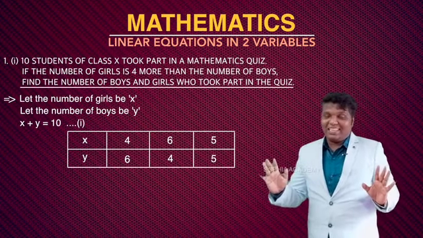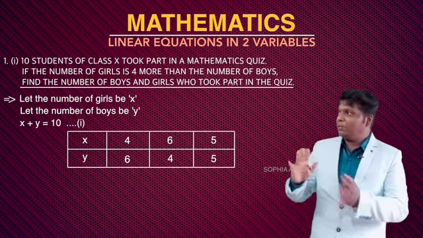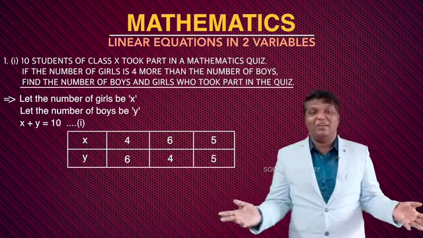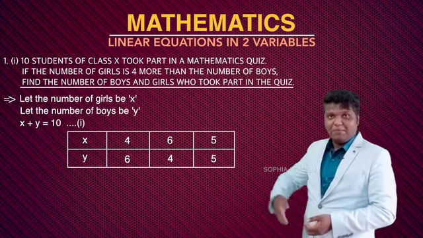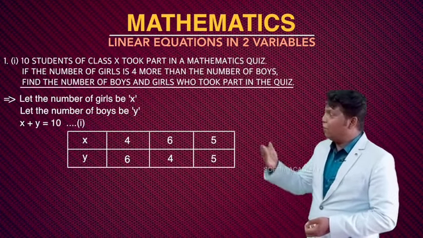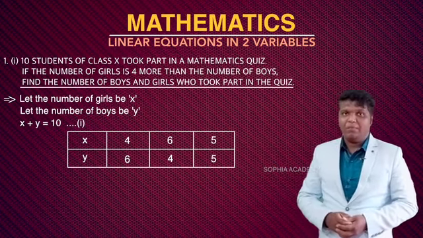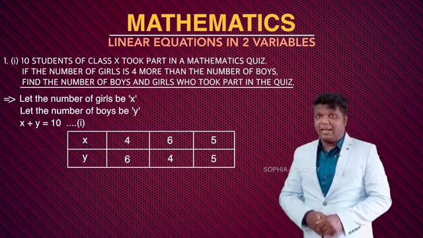Very fast. There is nothing to solve with this one, because x plus y is equal to 10 and you are familiar with that one. So simply you got the solutions, right? 4, 6 and 6, 4 and 5, 5. 3 sets you got. Now let us make the second equation, right?